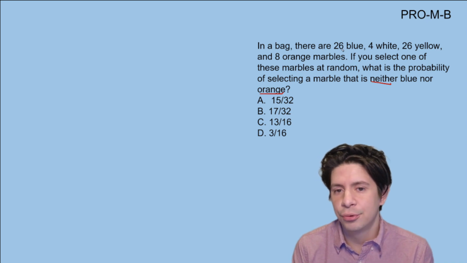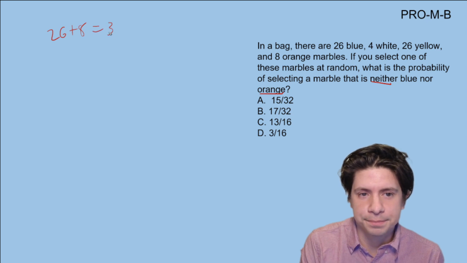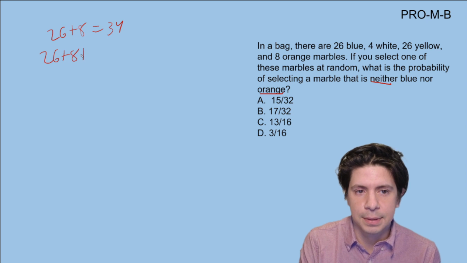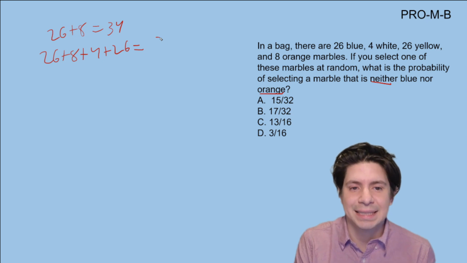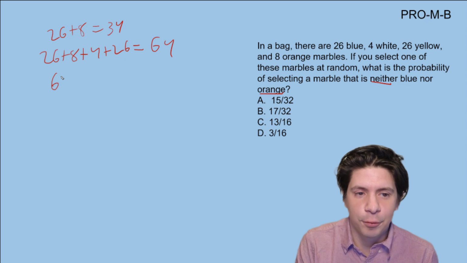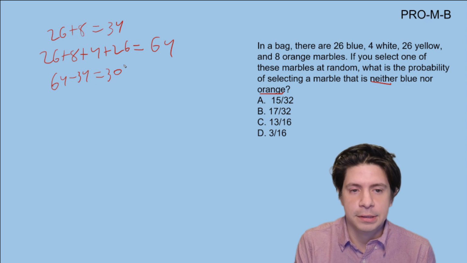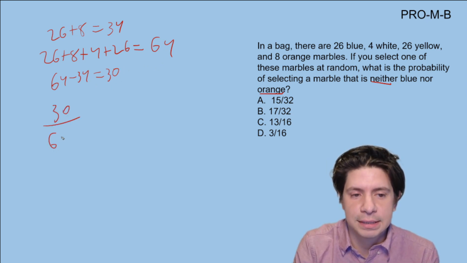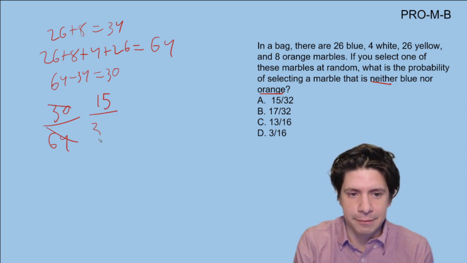So those two, right, blue and orange, are 26 plus 8. So they are 34. Now the total is 26 plus 8 plus 4 plus 26, which is going to be 64, right? And the probability is the condition you do want, which is going to be 64 minus 34, because we don't want the blue and the orange, and that'll give us 30, over the total. So that will be 30 over 64, which isn't an answer choice, but when we simplify and divide, we're going to get 15 out of 32, right?